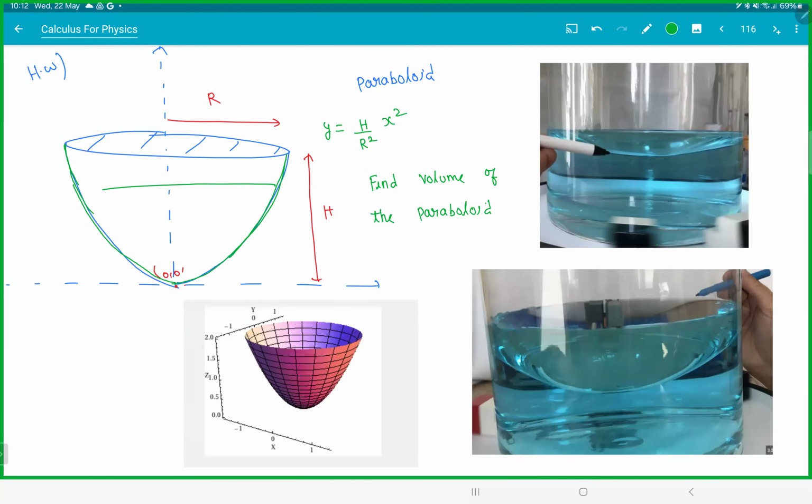Just to give an idea, we will take a thin disk like this. It's a good one. This we will see in fluid mechanics: spinning water in a container. Great.